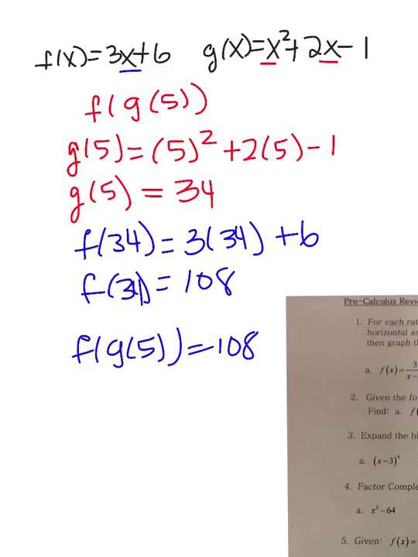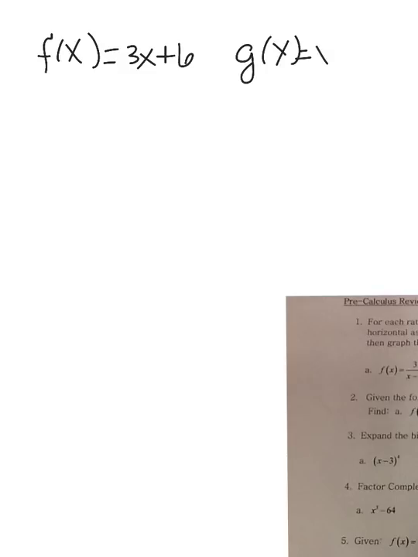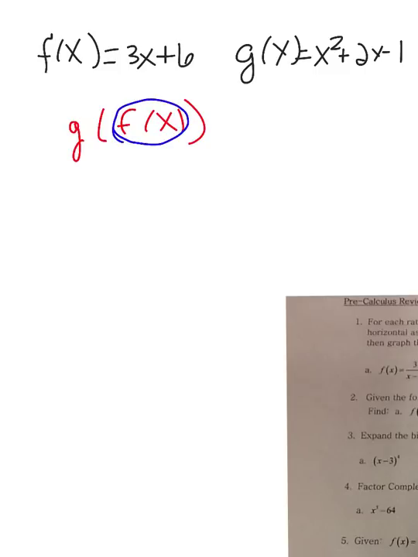All right, so let's take a look at the next part. So I'm just going to rewrite f of x. So f of x is equal to 3x plus 6. And g of x is equal to x squared plus 2x minus 1. And we're looking for g of f of x. So I'm just going to replace f of x with what it's equal to. I'm going to do a substitution. So it's g of 3x plus 6.